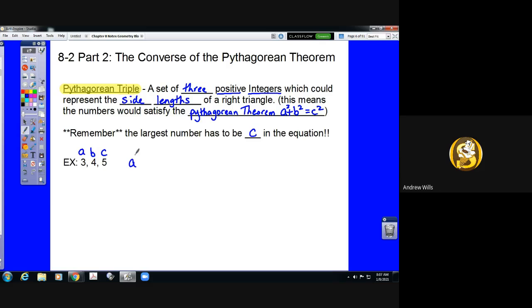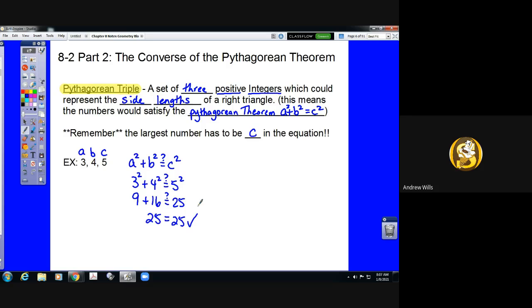If we check the Pythagorean theorem, we have 3 squared plus 4 squared, and we are asking, is that equal to 5 squared? Well, 9 plus 16 is in fact equal to 25. So yes, this is a Pythagorean triple. It's a set of three positive integers that fulfills the Pythagorean theorem. Okay? So that's the first thing we're discussing.